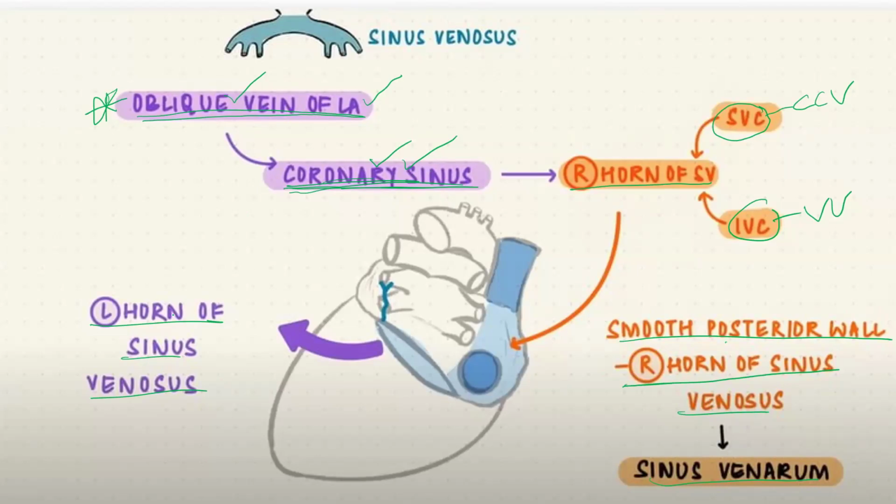If asked, name one derivative of the left horn of sinus venosus. Now I know you will all write oblique vein. Please, first write coronary sinus as I confirm.